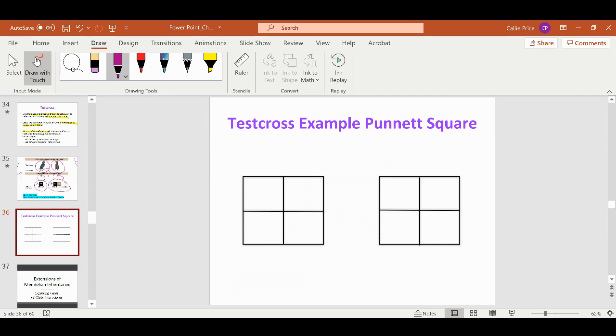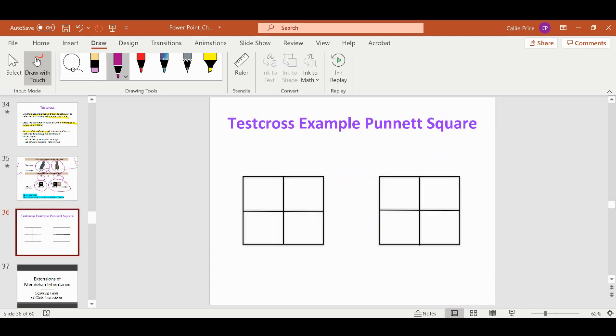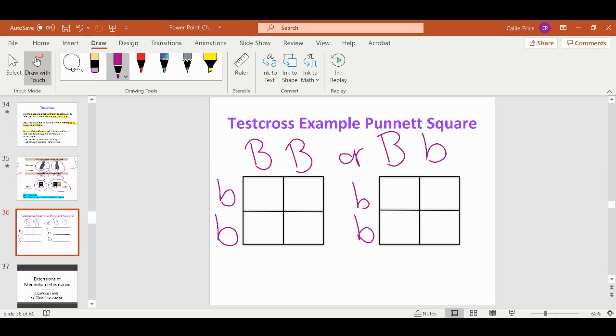Let's look at an example. So we know that, again, this individual right here has to be homozygous recessive, little b, little b. So we'll go ahead and write the chocolate lab's genotype in the Punnett square like this. Now we want to know, is the individual in question homozygous dominant, big B, big B, or are they heterozygous, big B, little b? So all we would do is complete the Punnett square. So again, across and down.